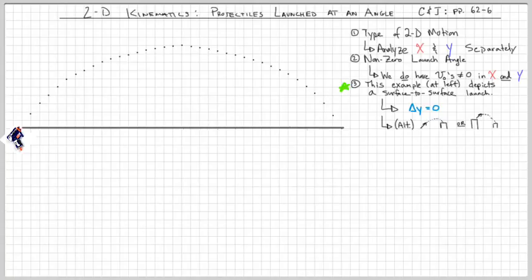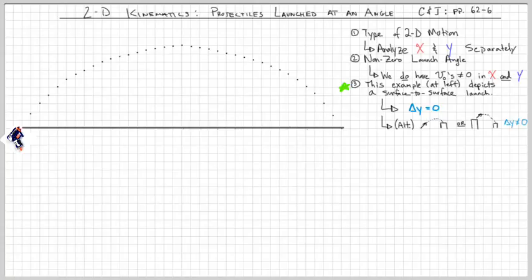Some important notes before we start. This is a type of 2D motion again, so we're going to have to analyze our x and y motions separately. We have a non-zero launch angle, so just be aware that now we have v naught, or initial velocities, in the x and y direction that are not going to be equal to 0. Depending on whether we launch it with a positive or negative angle will determine whether those velocities are positive or negative. That, remember, depends on which directions we choose are also positive and negative.